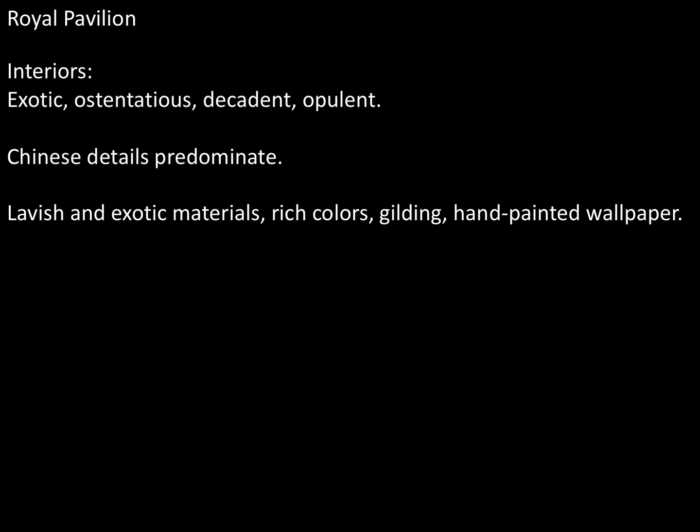When we look at the interiors of the Royal Pavilion, and I'm going to show you some in a second here, you will see that they are exotic and ridiculously ostentatious and decadent and opulent, but the Chinese details tend to be the predominant details. But we're talking about lavish and exotic materials and very richly colored, gilded and hand painted wallpaper. So you're looking at all of these incredibly lush materials in a Chinese style. This is a building that screams, I've got money.